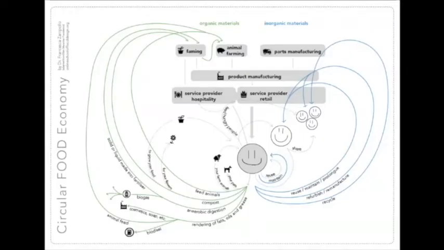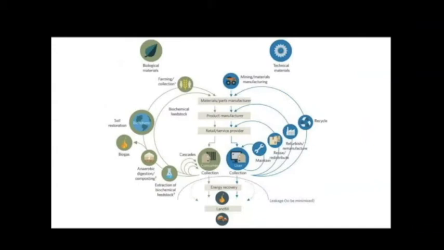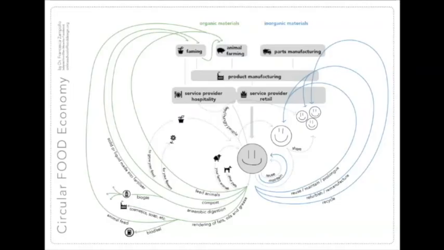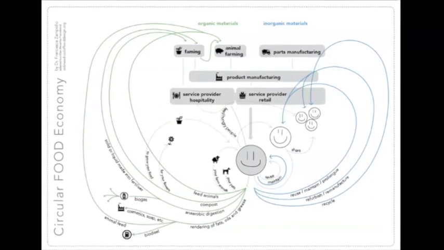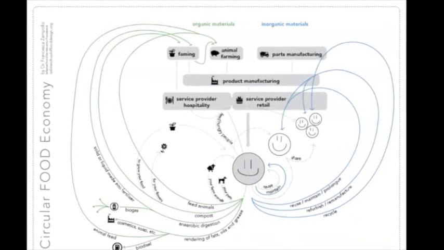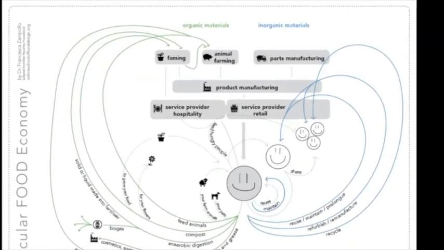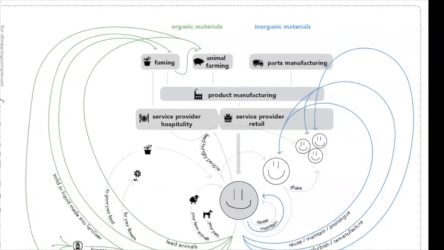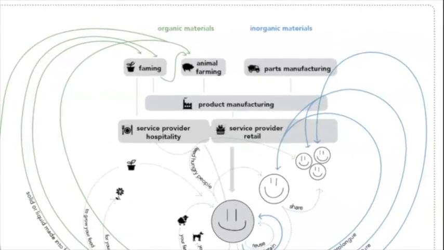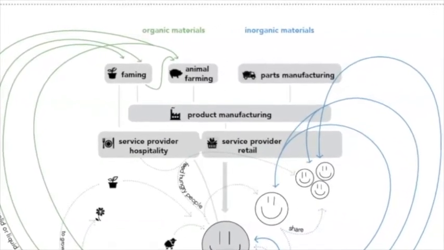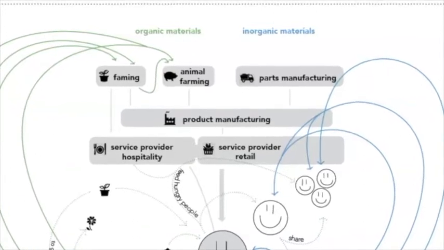This is based on the circular economy model by the Ellen MacArthur Foundation, but with many additions and a visualization that is more specific to the food economy. The circular food economy model helps us optimize resources by circulating products, components, and materials at the highest utility at all times in both technical and biological cycles.